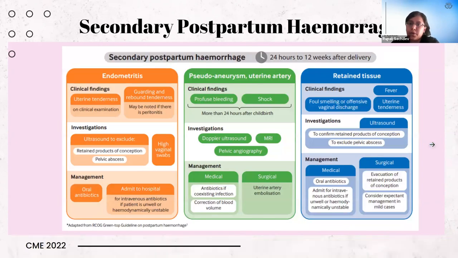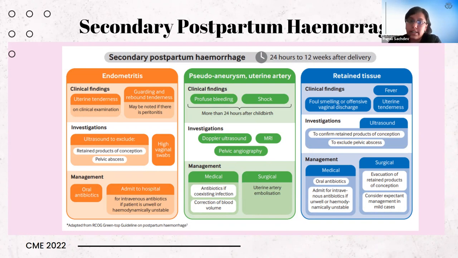Moving on to secondary postpartum hemorrhage. This is from 12 hours to 12 weeks after delivery. So if there's any endometritis, pseudoaneurysm of the uterine artery, or any retained tissue. If there's endometritis, you'll have tenderness on examination. There's guarding and rigidity if there is involvement of the entire peritoneum.